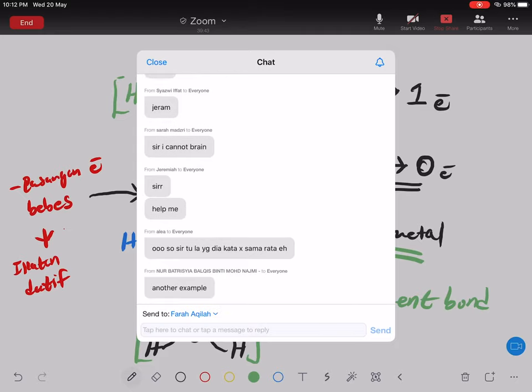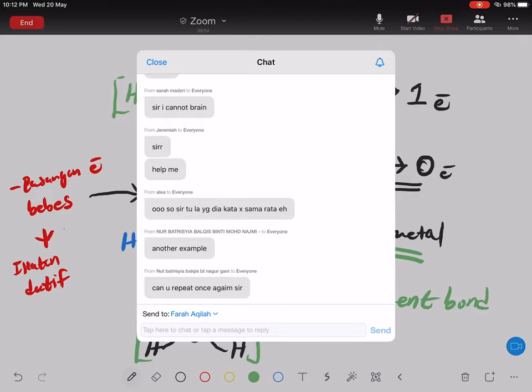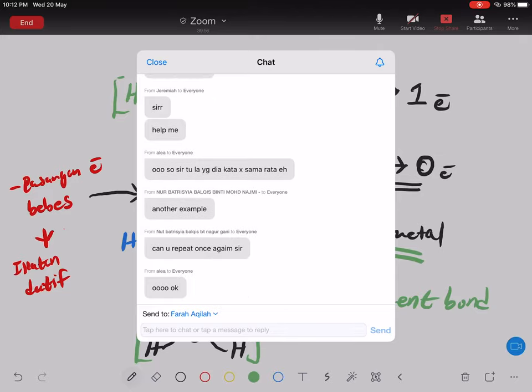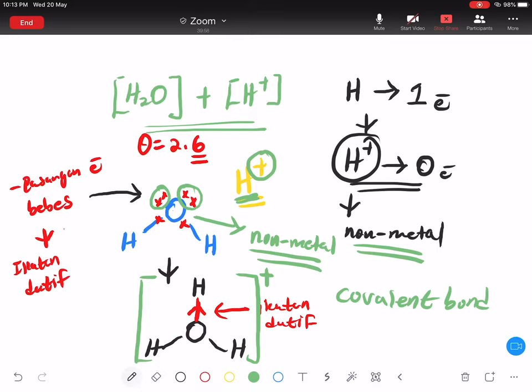Oh, so setulah dia kata tak sama rata. Yeah, dia tak sama rata. Definitely, I will give more example. Tunggulah. Saya akan repeat. Korang sabar dulu. Saya just terangkan teori.